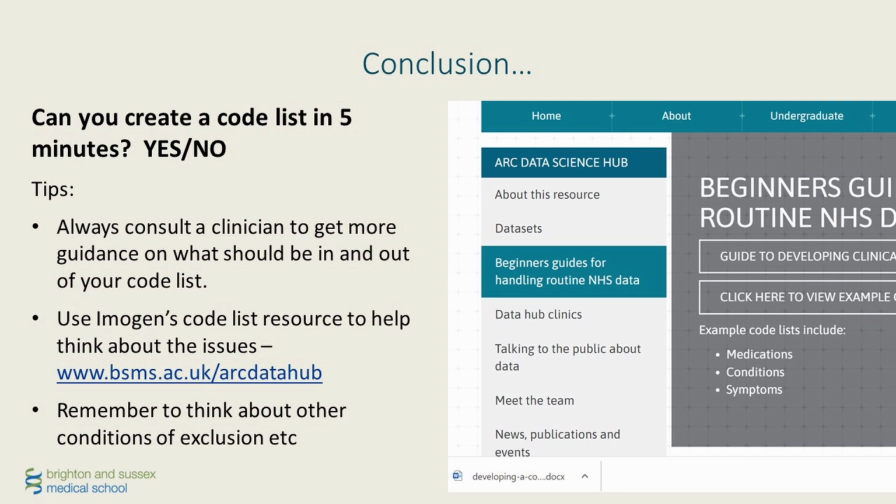And Imogen has created a code list resource to help you think about the issues. If you go to our ARC Data Science Hub, the link is here. You can click down the side, Beginner's Guide for Handling Routine Data, and there's a guide for developing clinical code lists, which we'll download down here. And remember to think about other conditions of exclusion and different synonyms and ways of saying something.